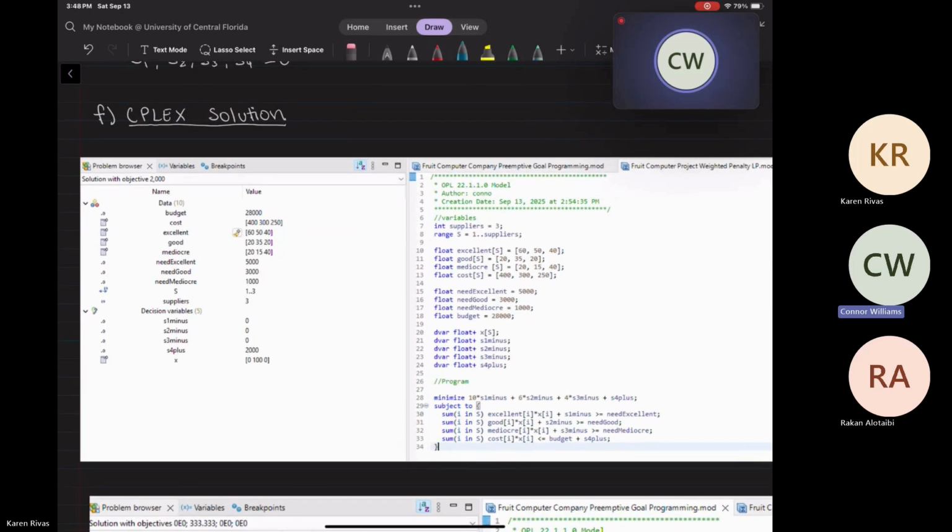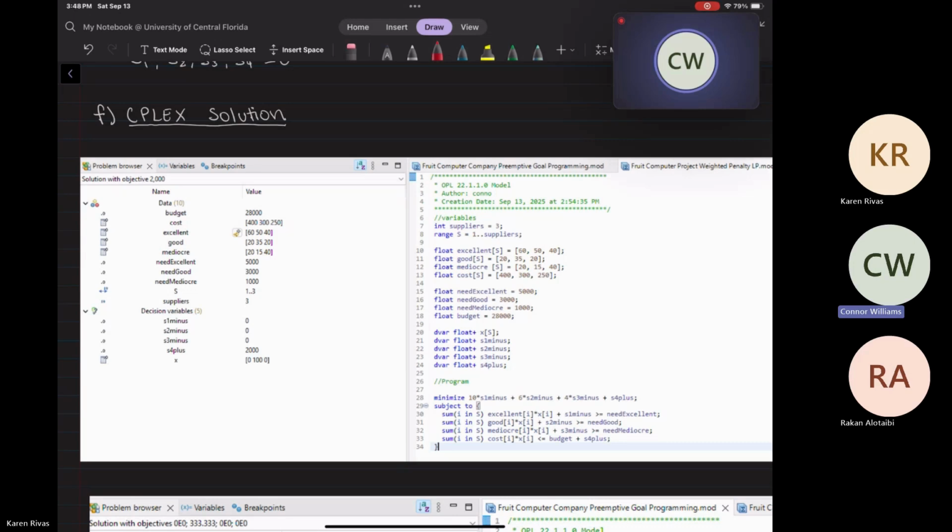So our first solution is going to be for our weighted penalty. This is going to be your best total cost plan. So in the equation, we label out how many integers. So we have how many suppliers. We have 3 suppliers. We created a range. We're going from 1 to suppliers, which is 1 to 3. We have our variables, which are floats.